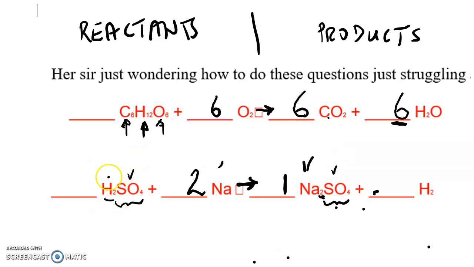We've got 2 hydrogens on this side. Remember, we are taking only one of those. So we only need one of those. And we then have it balanced. So let's check. We have 2 sulfates, one on either side. We have 2 sodiums on the reactant side, and we have 2 sodiums on the product side. And we have 2 hydrogens on the product side and 2 hydrogens on the reactants. And that's balancing a chemical equation.